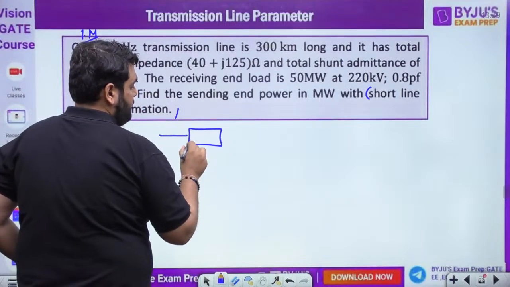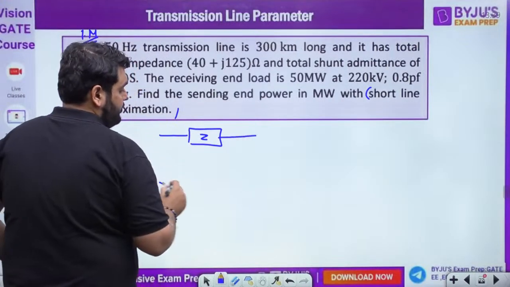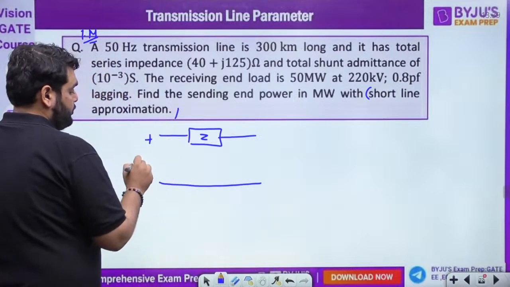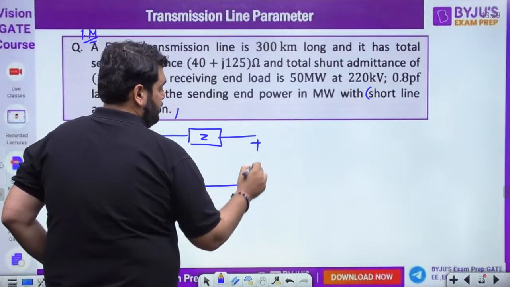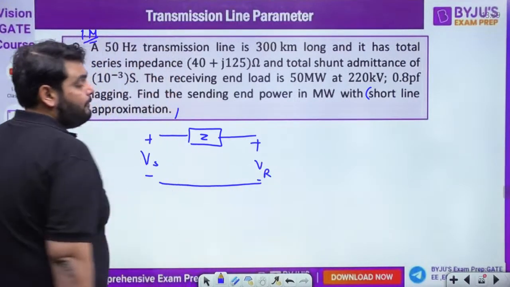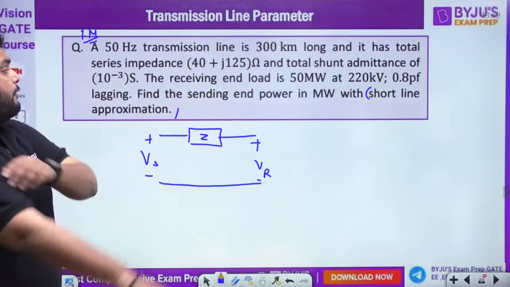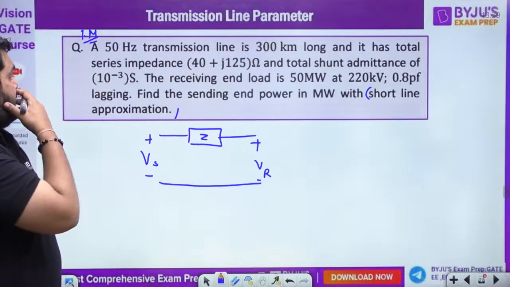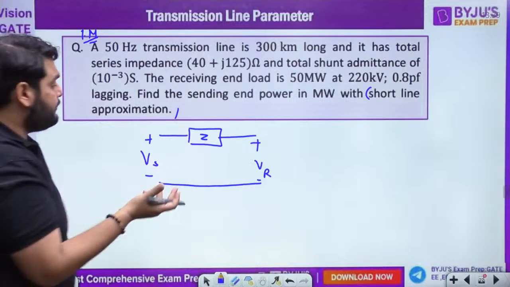We don't use the capacitor. We only have an impedance. This is the short transmission line approximation. A very, very important formula. Okay. We need to find out the receiving and find the sending end power. Find the sending end power.